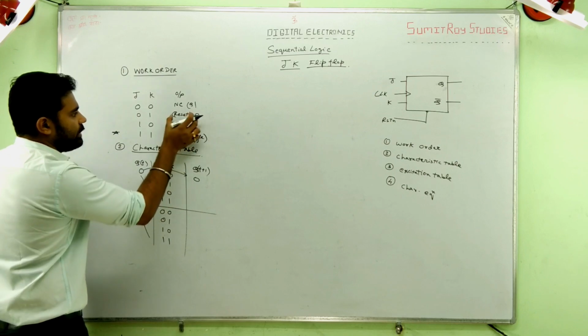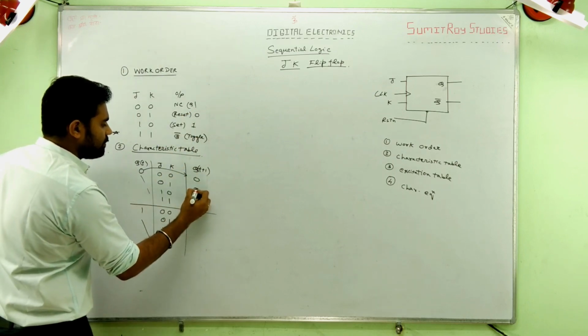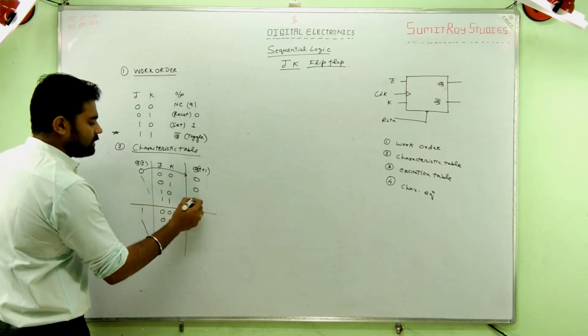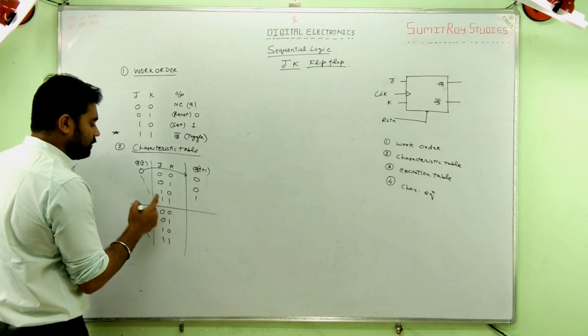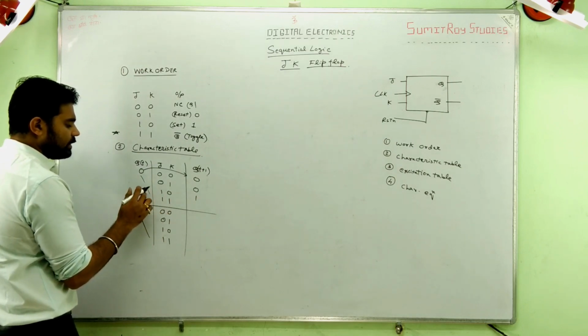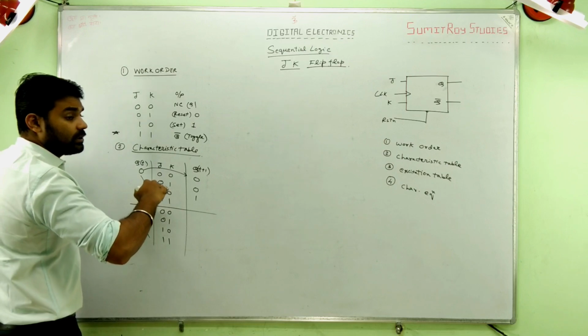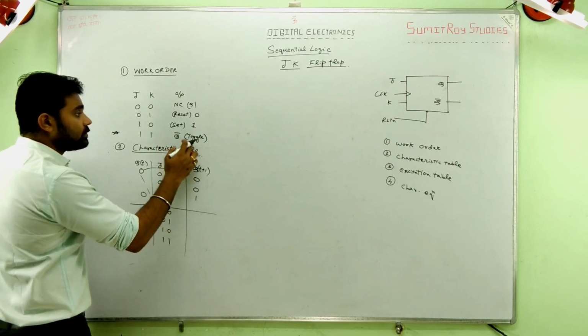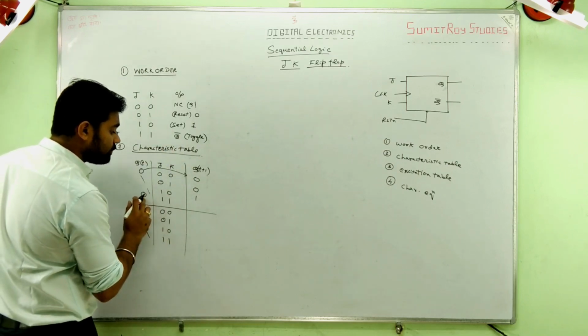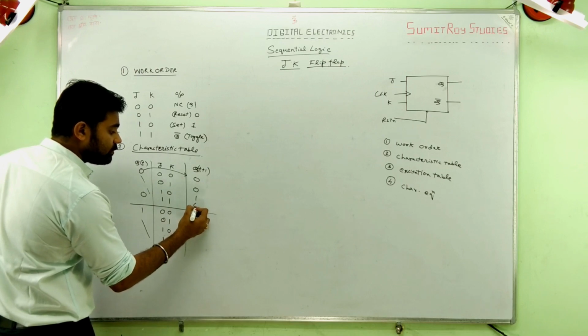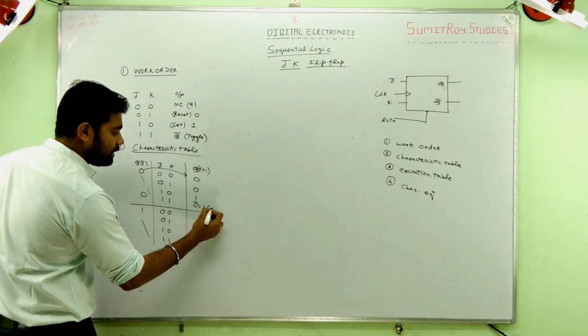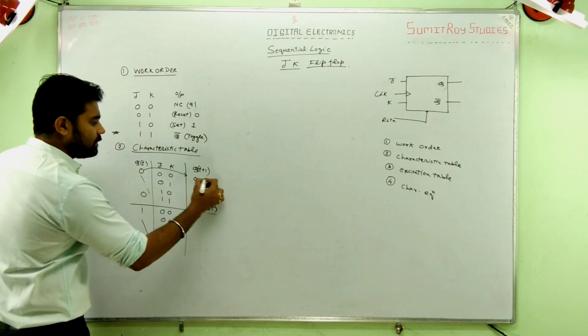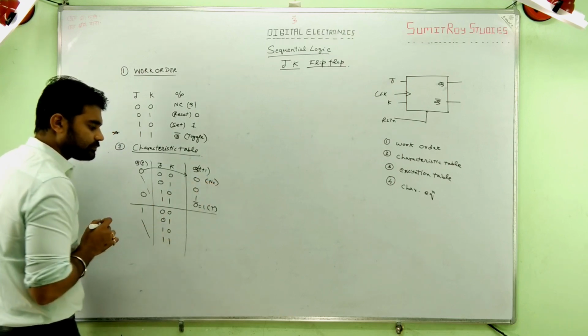For 0 1, it is already reset, so it will remain 0. For 1 0, it will be 1. And for 1 1, the present output is 0 here. So for 1 1, it will be inverted, flipped, toggled. That is, for 0, it will be 0 bar, that is 1. That is the toggle condition. This is the no change condition.